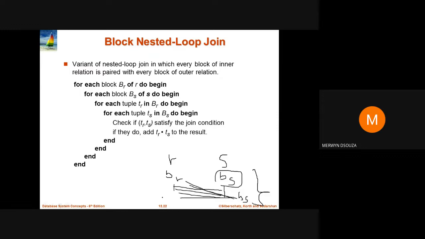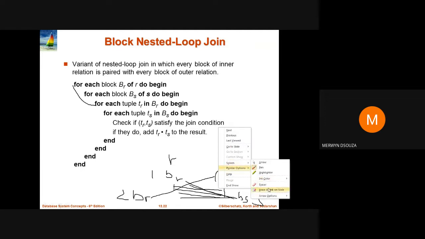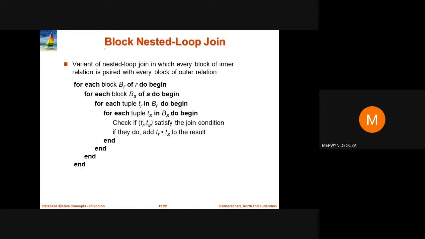After that, we fetch the next block of R. This was the first one, this is the second one. Again we start as per these loop conditions. You just need to remember that block nested means we fetch the blocks. So the algorithm will run like this.